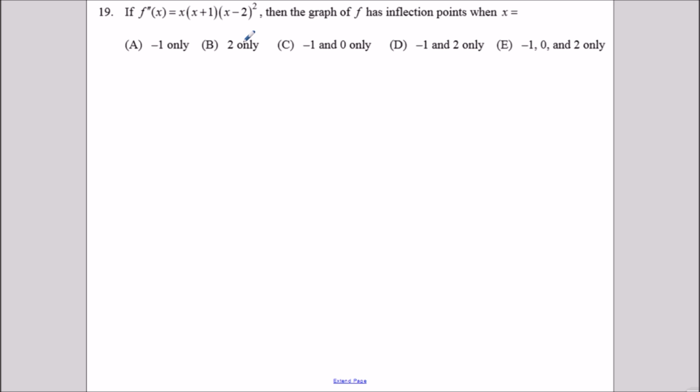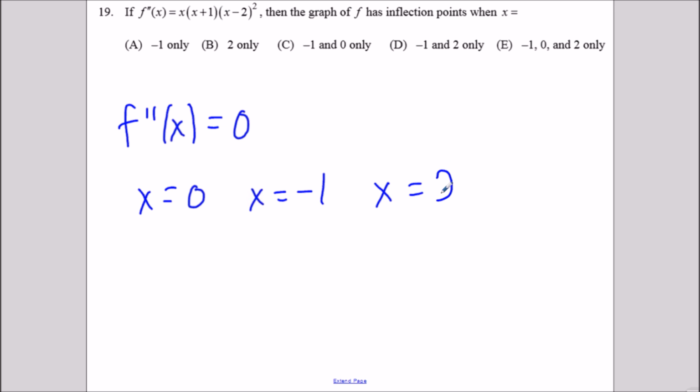Now for question 19, they're giving us the second derivative in factored form, and they want us to find the points of inflection. If you're not careful, people are going to do this. They're going to set the second derivative equal to 0, and they're going to say that this is true when x equals 0, x equals negative 1, and x equals 2. They're just simply going to take the opposite of each factor. But the problem with this is a trap big time. You have to look for a change in sign in f double prime.